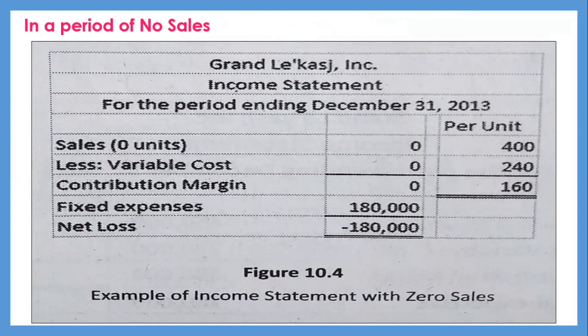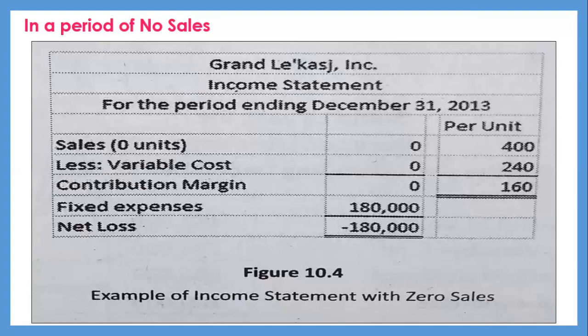See illustration below. This is an example of, again, an income statement of Grand Lecas Incorporated for the period ending December 31st, 2013. As you can see in figure 10.4, this is an example of an income statement with zero sales. As you can see, you have there sales of 0 units. So the price per unit is 400.